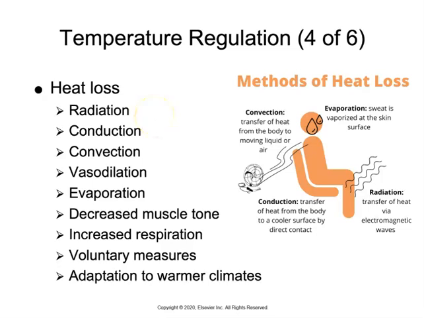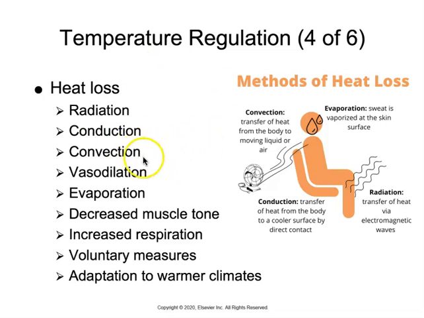Then we have conduction. This is going to be when we have the transfer of heat from the body to a cooler surface by direct contact. So for instance, I go to a lot of ice rinks to watch my kids play. So when I sit on that cold bleacher, then we are transferring the heat from my body to that cooler surface through that direct contact. Then we have convection, in which we are moving that heat from the body to a moving liquid or air.